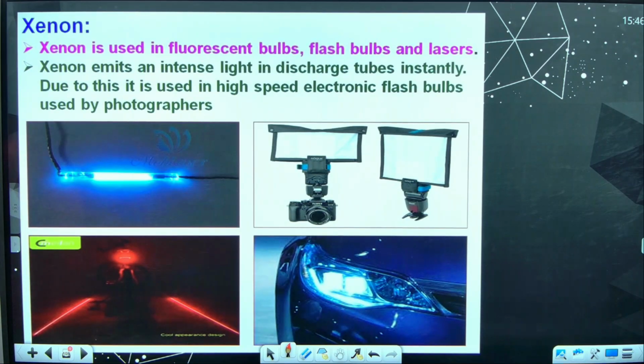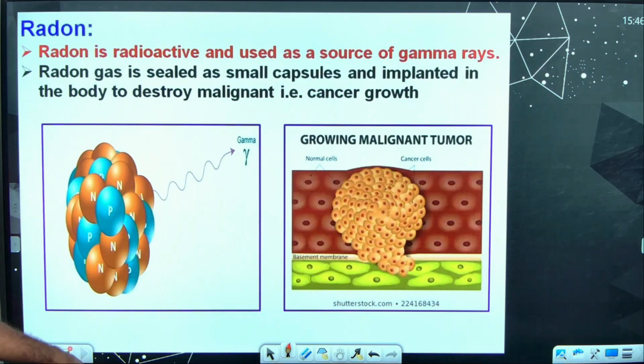Xenon is used in fluorescent bulbs, flash bulbs and lasers, and also it emits intense light in discharge tubes instantly. So this is basically used in photography. Radon is of course very radioactive, hence it can be used in destroying cancer cells.